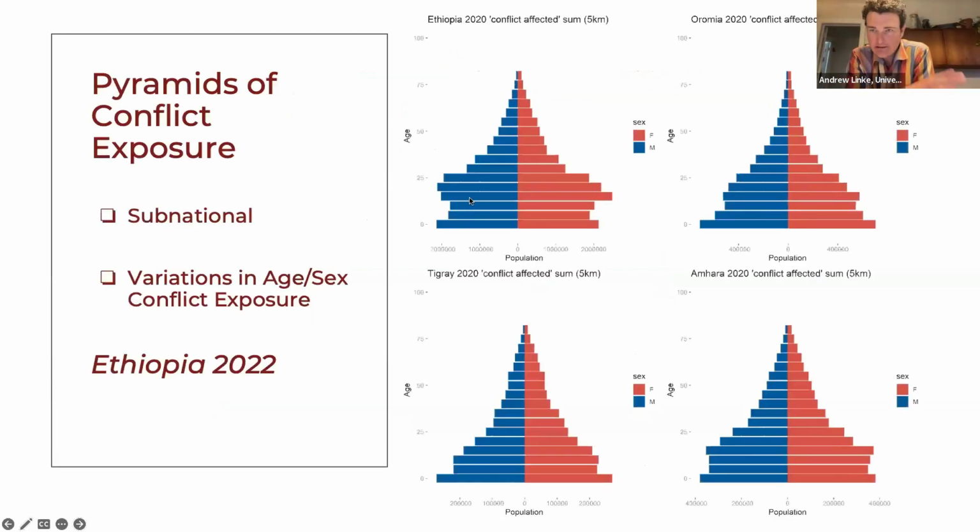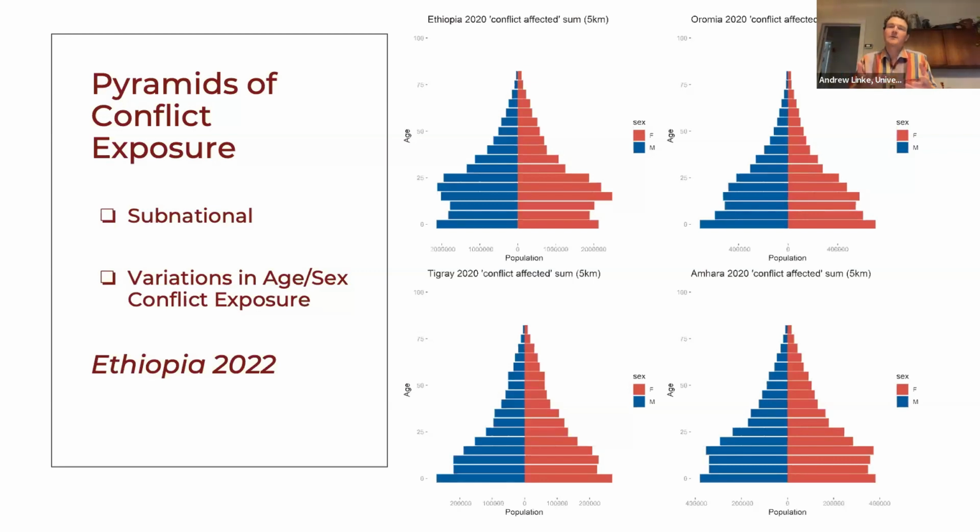We can do the same kind of analysis at a subnational level. So we've chosen, again, just one example, one country, one year. It's a different year in this case, 2020. But we have in the top left panel the conflict-affected population, exposed population for the entire country. And interestingly, we see a similar sort of burden for those relatively younger women living in the country, right? But region by region within the country, this also differs, right? This exposure rate, this burden.